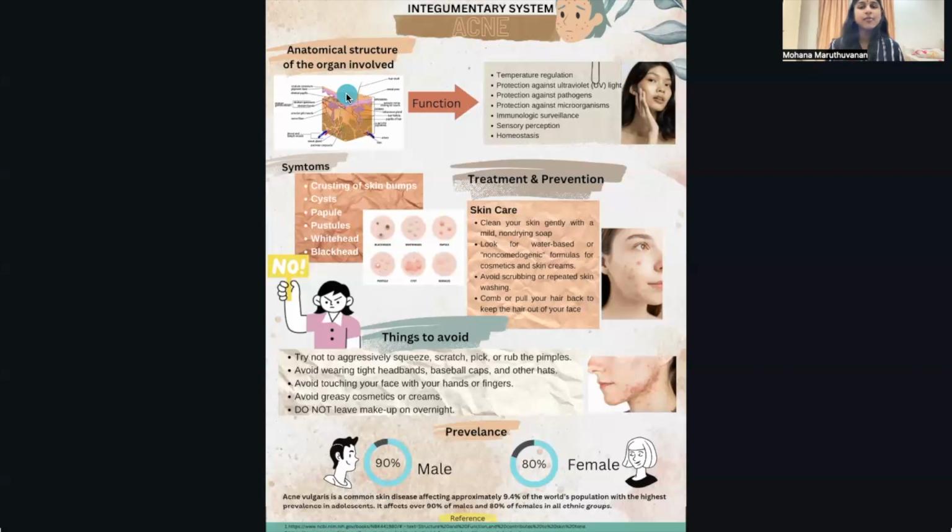And the important part: do not leave makeup on overnight, because this might be a factor that produces bacteria around our eye circle or even on our face.